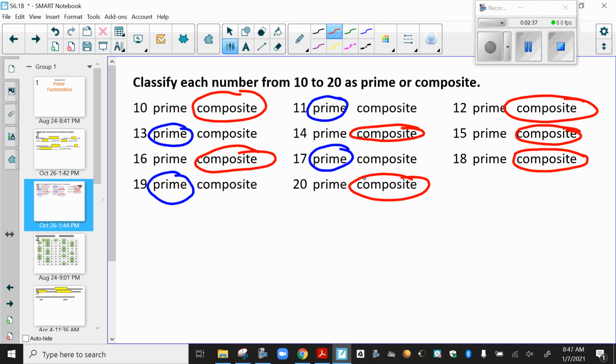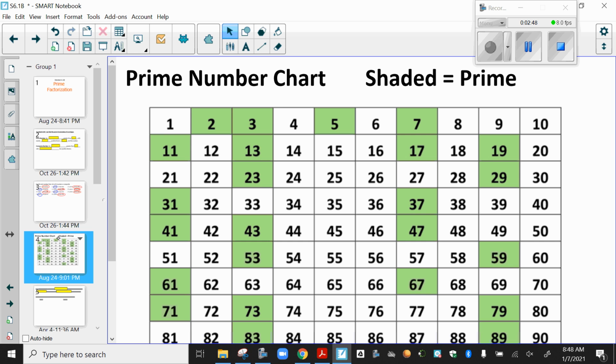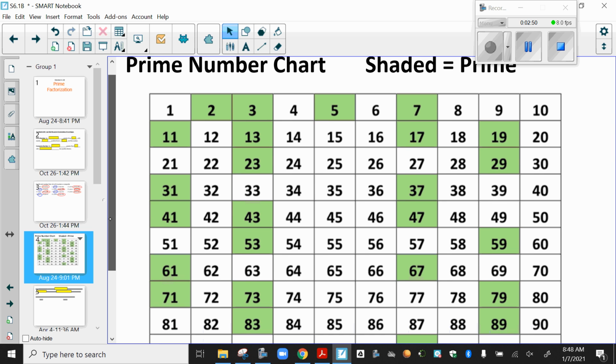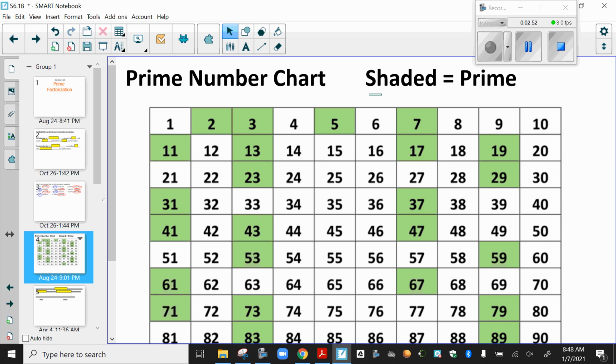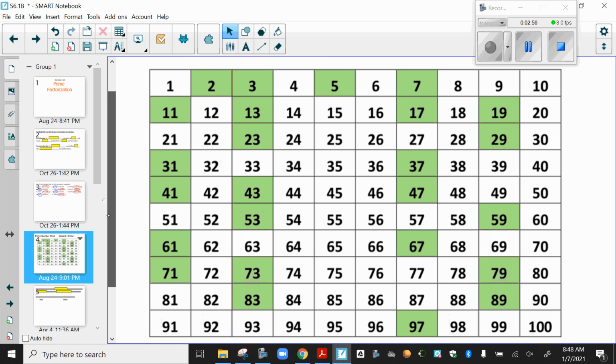Take a minute here to look and see if you can see any patterns in what we did here. All right. Any patterns there? If you didn't see one, or if you did, that's okay. Let's go to this one too, and let's take a look at this. Here's an image of the prime number chart, right? Let's note here it says shaded equals prime. Shaded equals prime. So let me pull it down so you can see the whole thing.